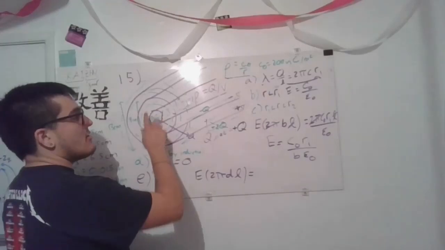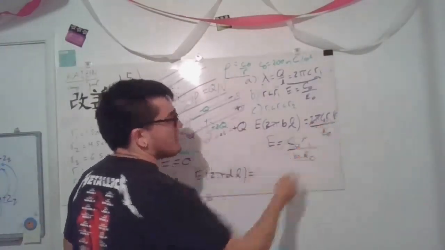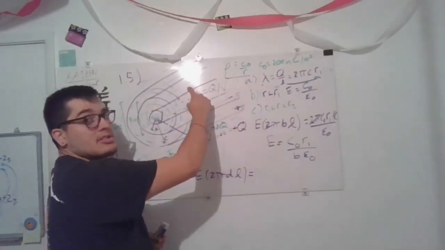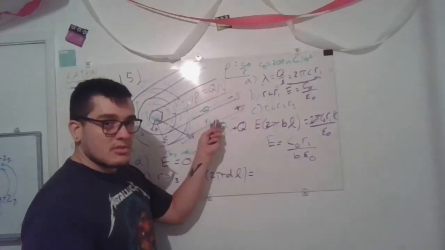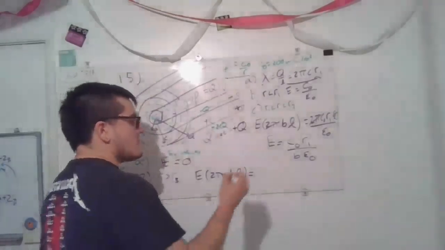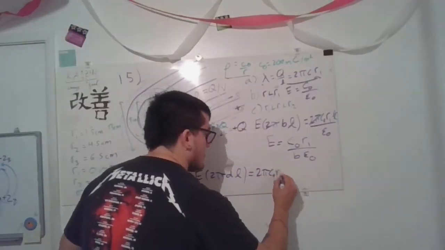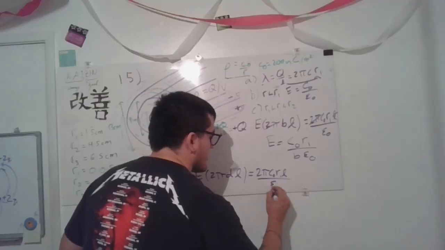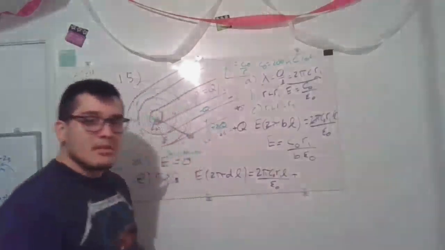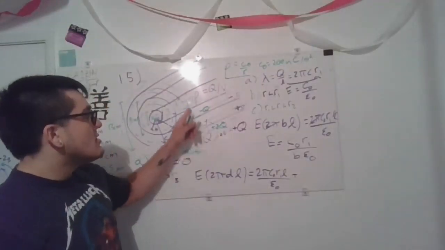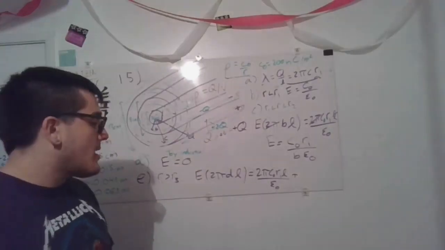So I'm going to add all this, which is going to be 2 pi C naught R1 times L. That is all from the inner cylinder here. But now I'm going to add the charge due to the outer cylinder. Right, 2 pi C naught R1 times L over epsilon naught. That's this one, due to the inner cylinder, plus the charge due to the outer cylinder. We said the net charge was positive Q, right?